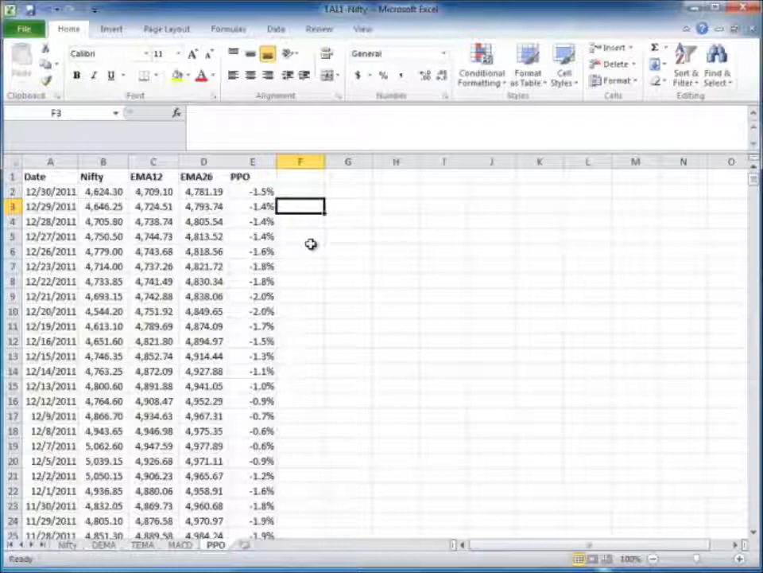So we could do a signal line of the PPO, which would be to take the EMA of the PPO and calculate it that way, and we should end up with something that's fairly similar. And then we can use that, of course, to create our trading strategy. As we said, over one asset, it doesn't make a difference to use the PPO or a MACD, but when we compare assets, it does.